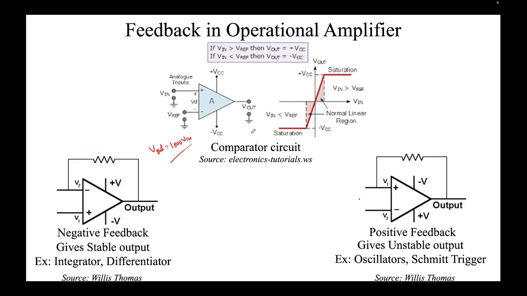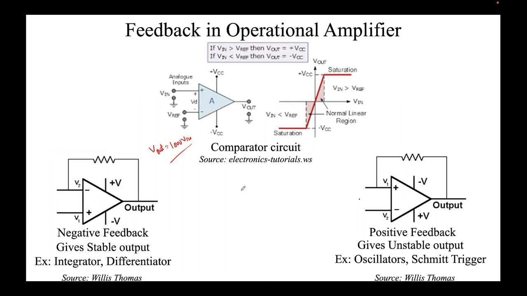So a simple question can be asked: which of the following circuits use feedback in operational amplifiers? Options can be Schmitt trigger, integrator, differentiator, and comparator. Comparator does not use any feedback. These three use feedback. Positive feedback is for oscillators. Negative feedback gives stable output. Integrator and differentiator we'll see in today's class. So that was the summary till now.